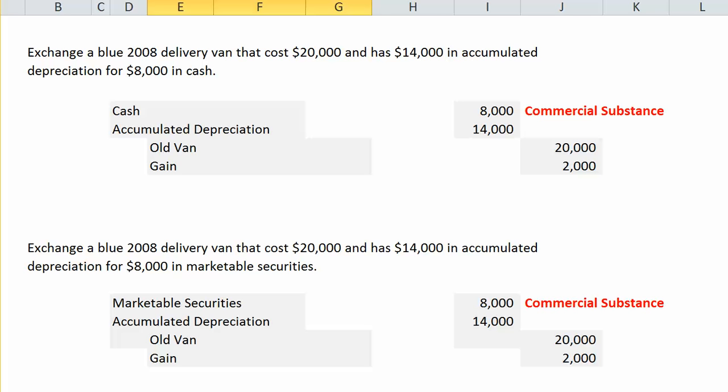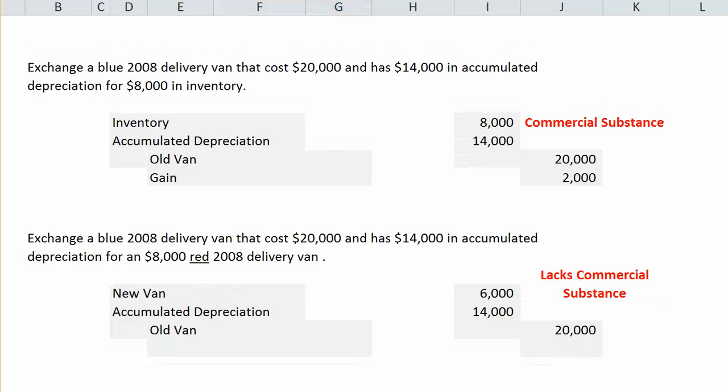So when we trade the van for cash, we record the gain. We trade the van for marketable securities, we record the gain. When we trade the van for inventory, we have commercial substance, we record the gain. However, if we trade the blue van for a red van, we say our economic position hasn't changed. In other words, our future cash flows haven't changed. We say this transaction lacks commercial substance, and we will not record the gain. We will what we call defer the gain, and we record the new van at the net book value of the old van.